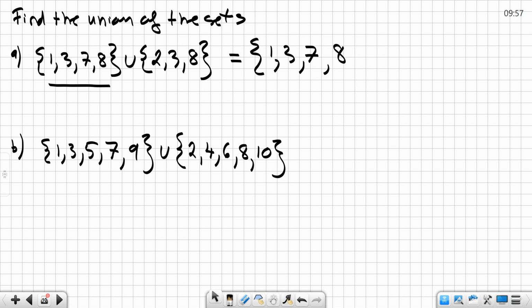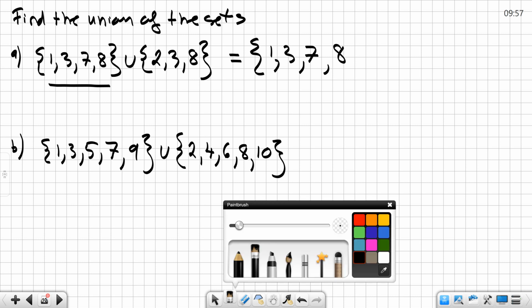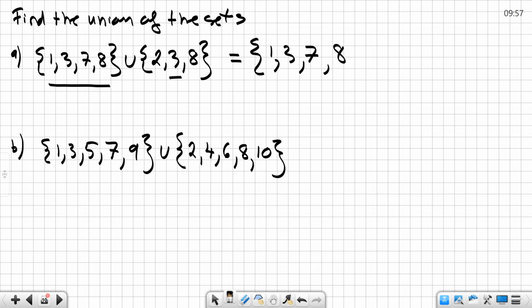Everything in that set. And now I'm going to look at my second set and I'm going to look for elements that were not in set A yet. The number 3, I already have. The number 8 is already in my new set. The only number that is still missing is the number 2. So the number 2 comes as well. This is the union of both sets.